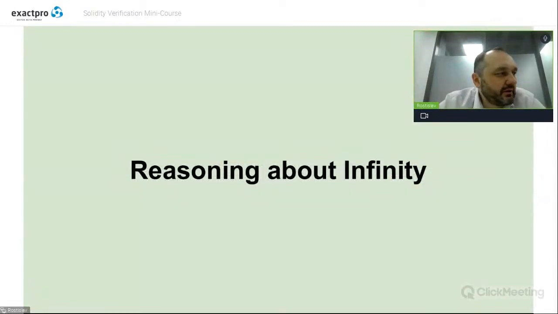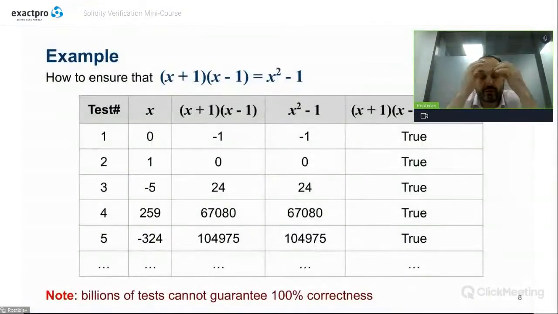So the first section of my lecture is about reasoning about infinity. Our course is closely related to what our company does. It's basically about testing, about quality assurance, about quality of complex software systems. And this is a simple example.